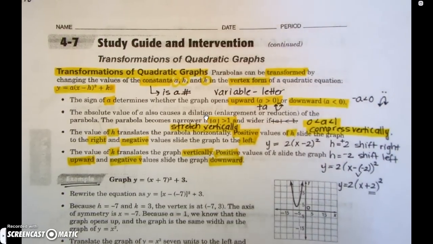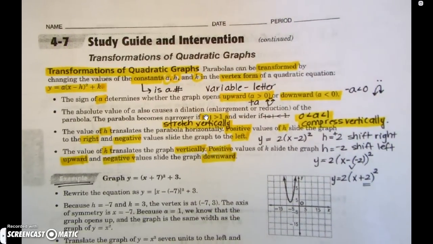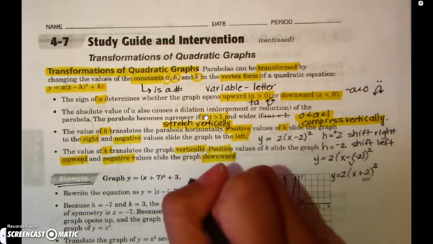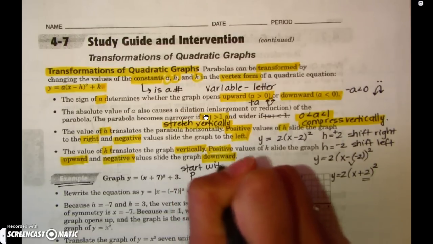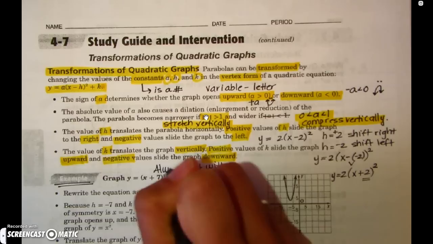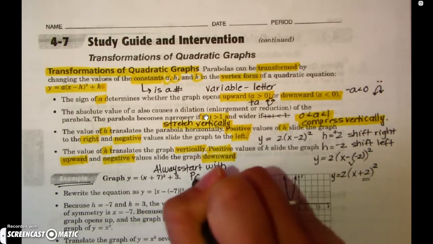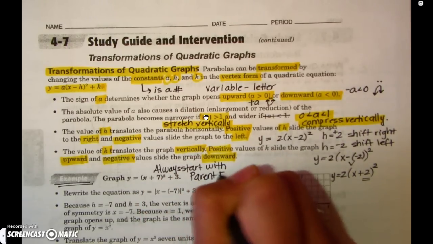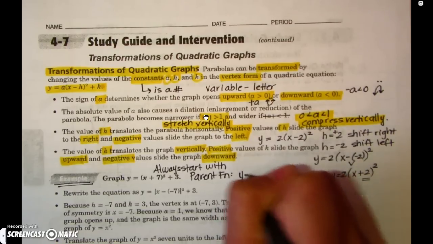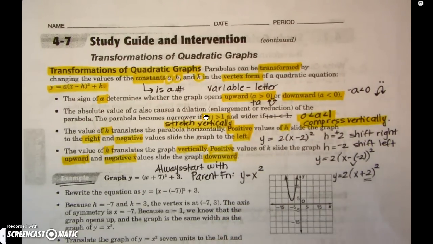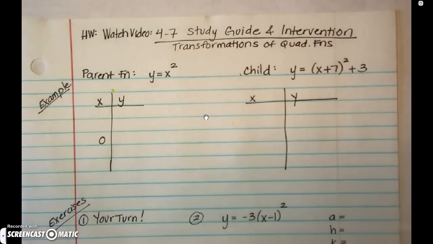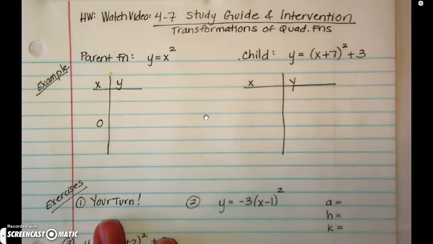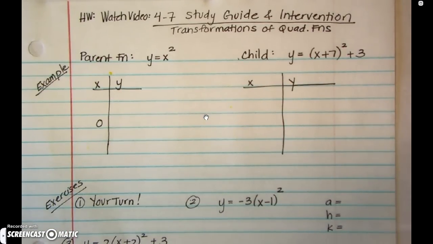But anyways, I'm going to get a separate sheet of paper, and you know that we always start with the parent function, right? Without your parents, there would be no u. So it's going to be y equals x squared. On the separate sheet of paper, y equals x squared is my parent function.